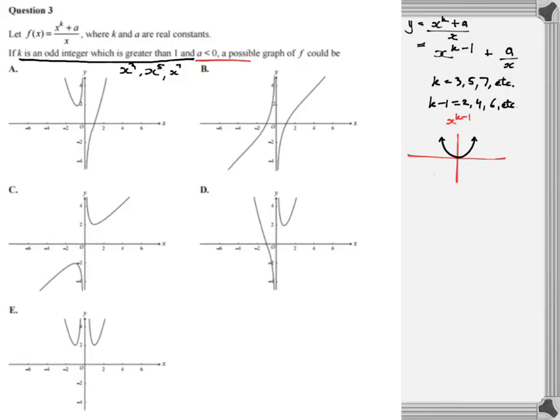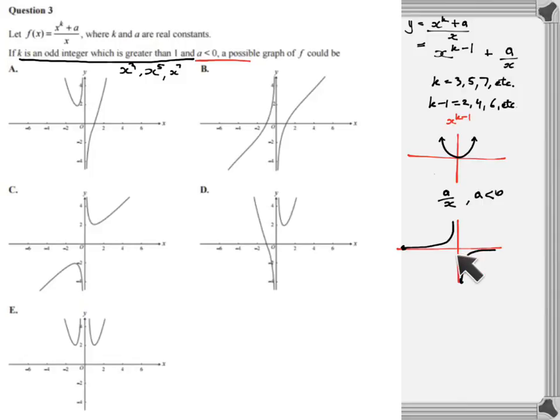All right? Now, the next thing we have to think about is this term here, the a on x term. Now, that is your rectangular hyperbola. But if we look at the information, a has to be negative here. So we have to reflect our rectangular hyperbola. Okay? So the a on x graph, when a is negative, that's going to look a little bit like that. When x is negative, y goes positive, and when x is positive, y goes negative. That's the reflected rectangular hyperbola.